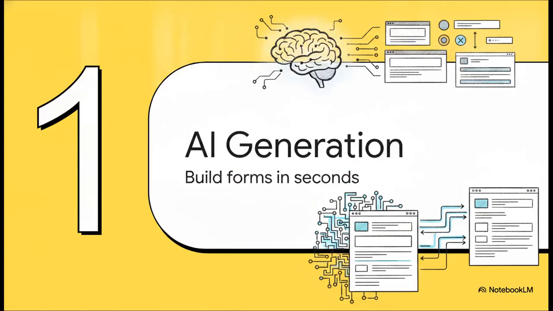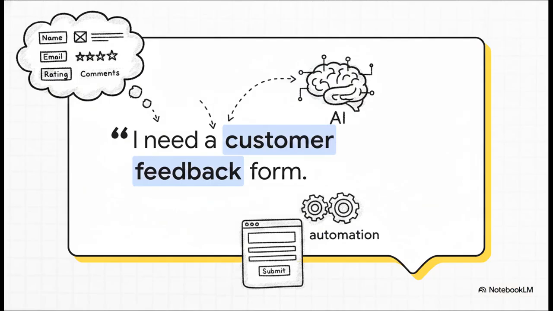Step 1, AI generation. So this completely eliminates blank screen anxiety. Imagine logging into your WordPress dashboard, and instead of having to build something entirely from scratch, you just type a simple natural language prompt, something exactly like this. I need a customer feedback form. And that's it. You just describe what you need in plain English.